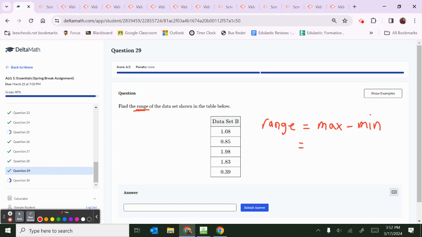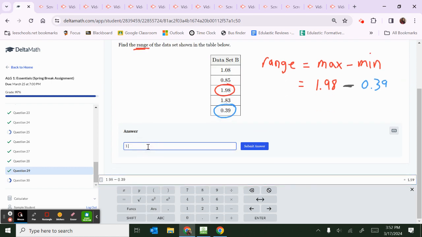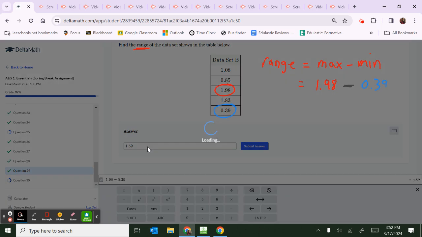First, let's identify the largest amount. Of these amounts right here, the largest amount would be 1.98. It's bigger than everything else. And your smallest amount would be 0.39. You are subtracting them. You can drop this in your calculator. You don't really have to use a calculator, but I would use one. So 1.98 minus 0.39. I got 1.59. So that's the range.